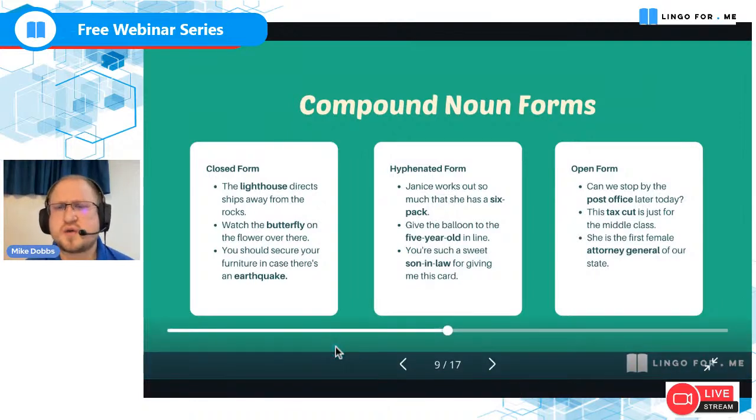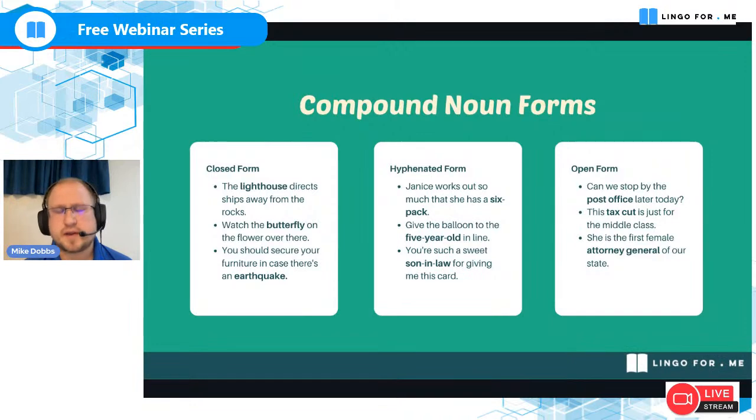Hyphenated words, we'll talk about compound nouns. So again, these are just nouns that we're talking about with compounds in this instance. Hyphenated form, Janice works out so much that she has a six-pack. Now, we talked about six-pack as six drinks in a container. Here, a six pack is a slang or a term for your abdomen or your abs.